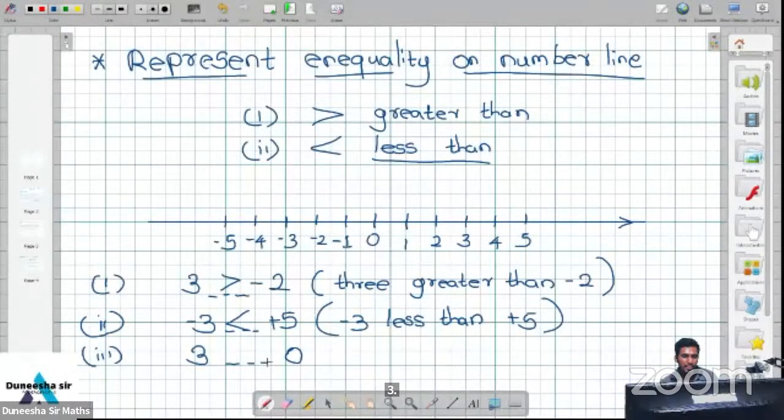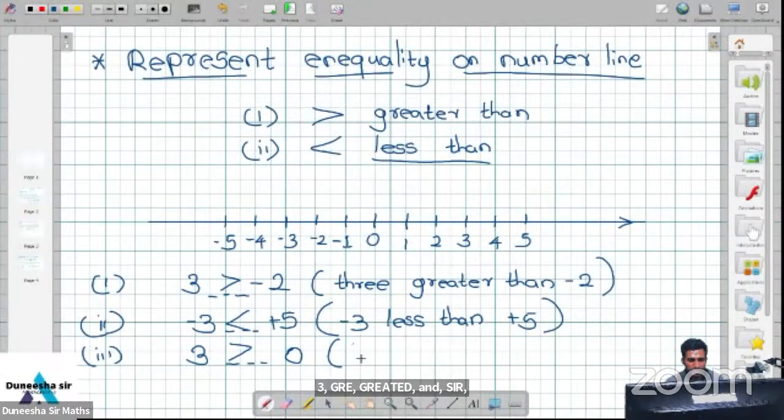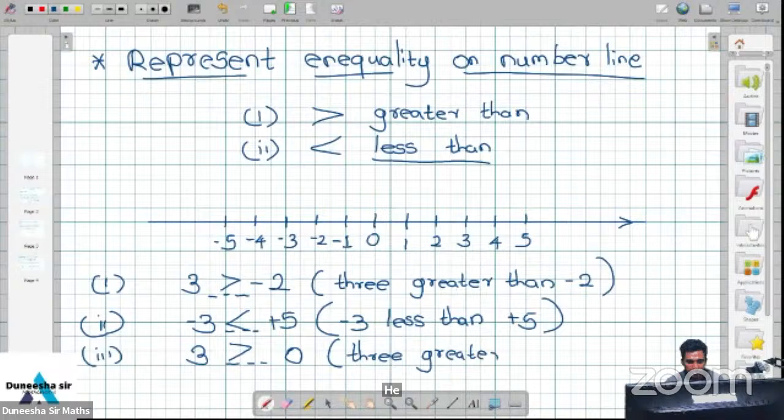3. Then the open mouth of the inequality should face to 3. How do we read it now? Three greater than 0. Yes, 3 greater than 0.